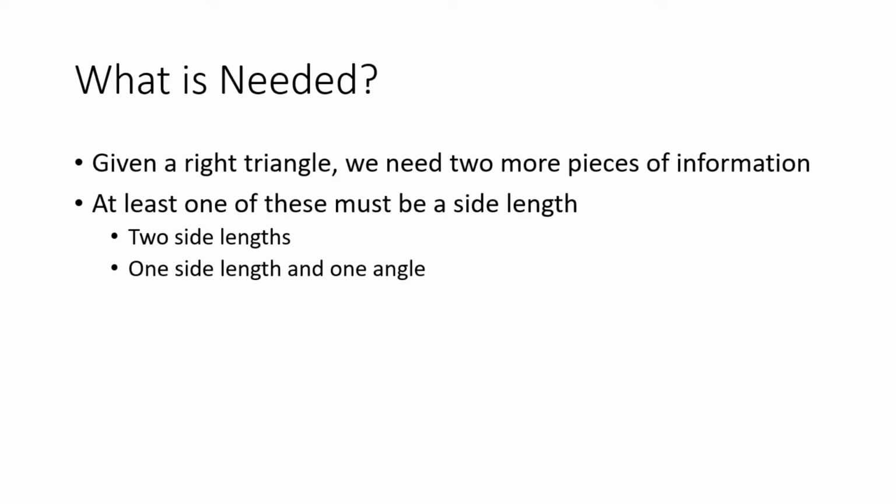So what do you need in order to apply trigonometry to a situation? Well, first of all, for the trigonometry we're talking about right now, which is right triangle trigonometry, we start with a right triangle. Once we have a right triangle, we need two more pieces of information. At least one of those must be a side length. So given a right triangle, you can do trigonometry on that right triangle if you have two side lengths or if you have one side length and one angle.